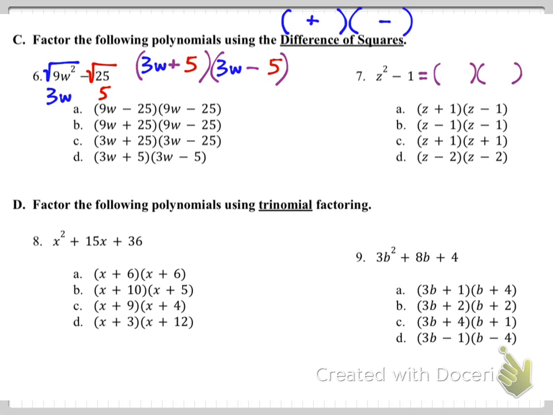Over here, I'm going to set up the same way. I'm going to do plus and minus. The square root of z squared is z, and the square root of 1 is 1, so I'm going to have it written like that.